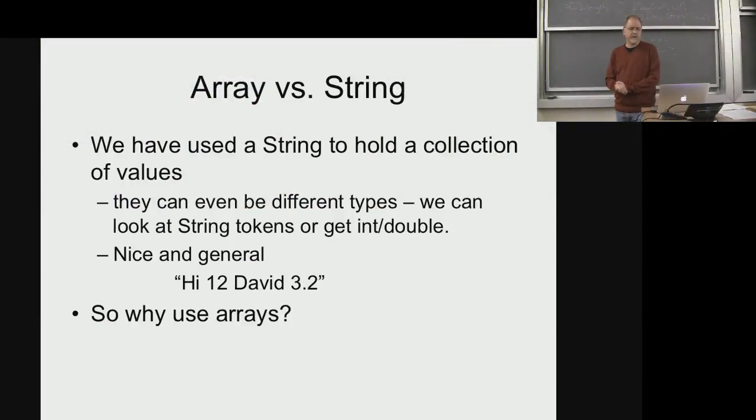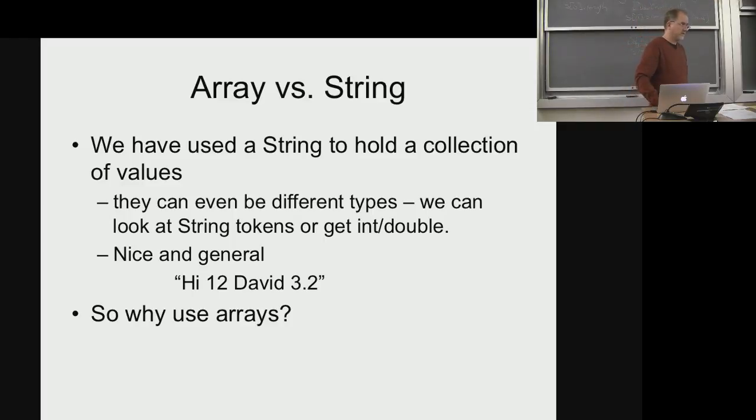Now let's think about arrays a little bit more. I mean, we've used a string in these last assignments with scanners to hold all sorts of information, and that's very convenient in a way. We can put in names and numbers. We can actually mix different types. So that seems cool. Whereas arrays, we're limited to it only being one type, an array of ints or array of strings. So why would I use an array instead of just using strings? What do you think an advantage of an array might be?